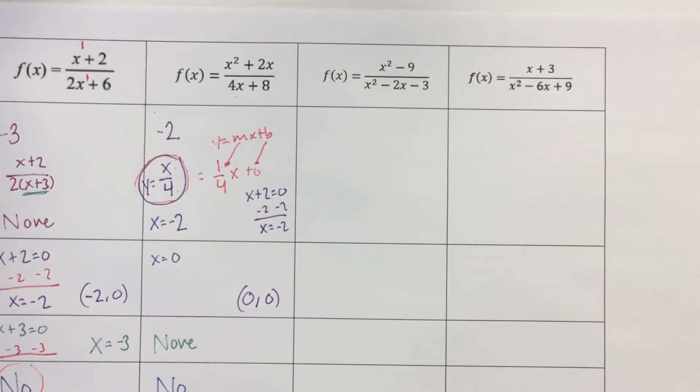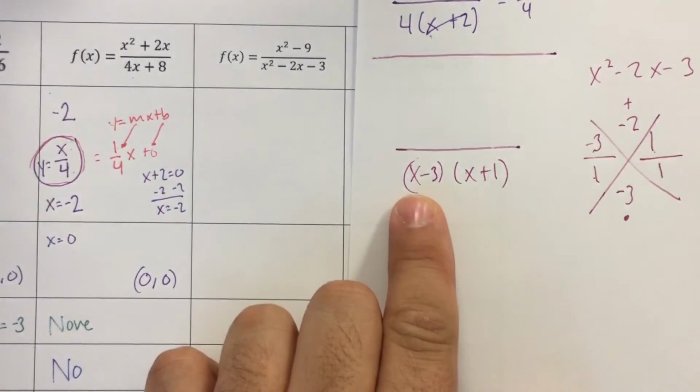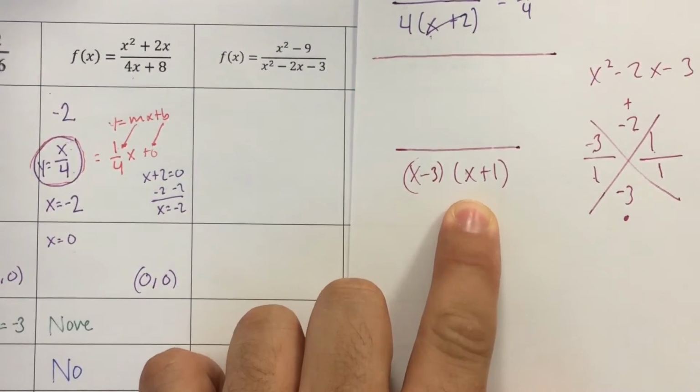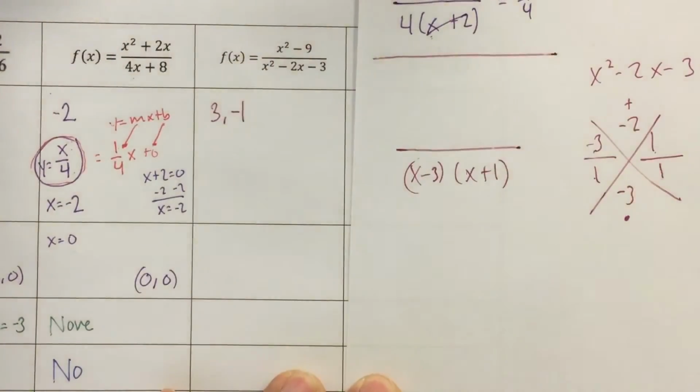Can anybody tell me my excluded values? Oh, let me keep this here. Sorry. What are my excluded values? 3 and -1, right? 3 minus 3 is 0. -1 plus 1 is 0. So my excluded values are 3 and -1.